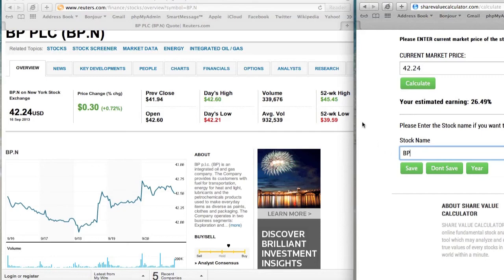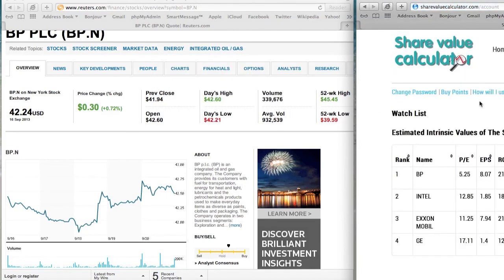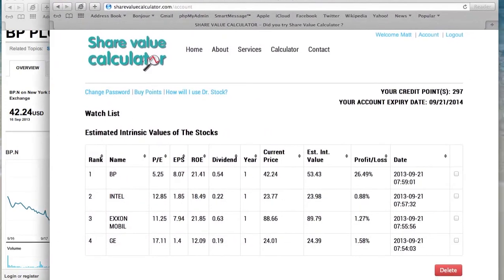Let's check our watch list. If you look at your previous calculations, you may see that BP seems a good candidate to invest in, but you may also find better alternatives to invest in. You may also want to monitor companies' financial news in order to make an informed investment decision.